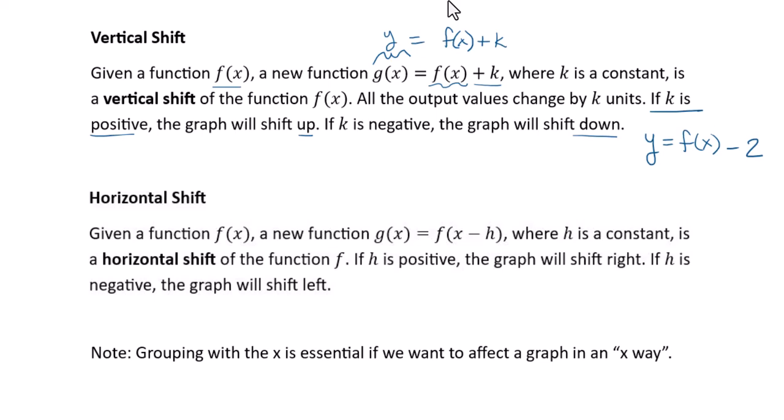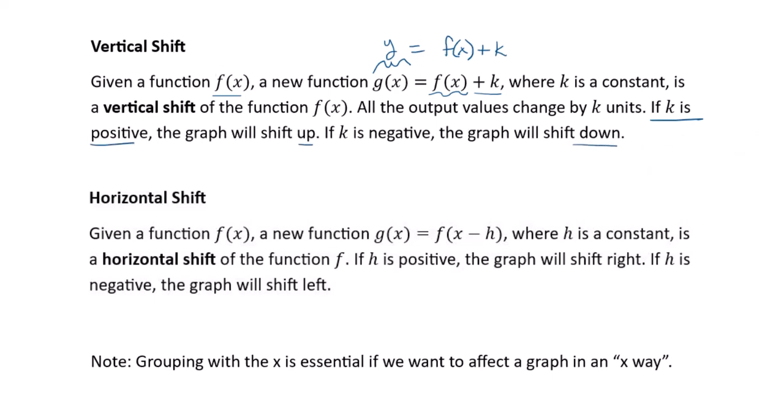Now for a horizontal shift, if we start with this function f of x, the new function g of x will be f of x minus h, where h is a constant. And this is a horizontal shift. If you notice the difference between this type of function and this type of function is that the h is grouped with x in that grouping symbol.